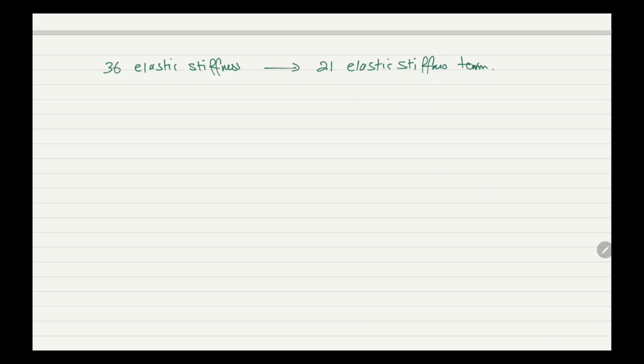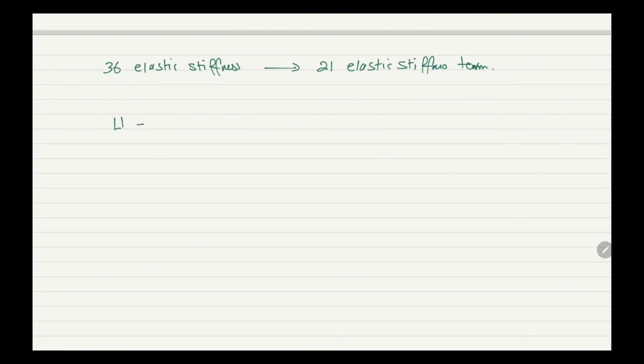Now, as a special case, let's consider elastic stiffness constants for cubic crystals. The reason we use cubic is that it's a highly symmetric system, and therefore, rather than having 36 or even 21 elastic stiffness terms, let's see how many elastic stiffness constants we will get.